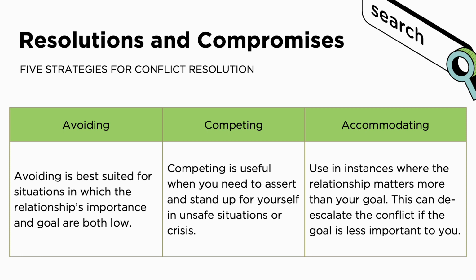Additionally, competing is a useful strategy when you need to assert yourself and stand up for yourself in unsafe situations. This can be used when a decision needs to be made immediately and is to the benefit of the group. Lastly, accommodation is another tactic when the relationship matters more than the end goal. This can work to de-escalate conflicts if the goal is less important to you.